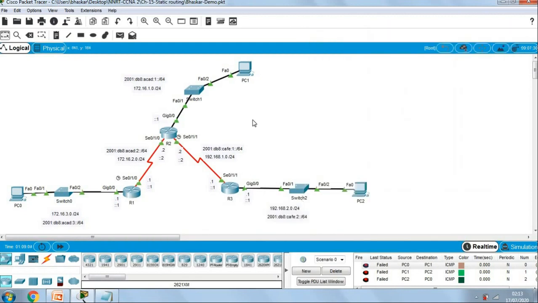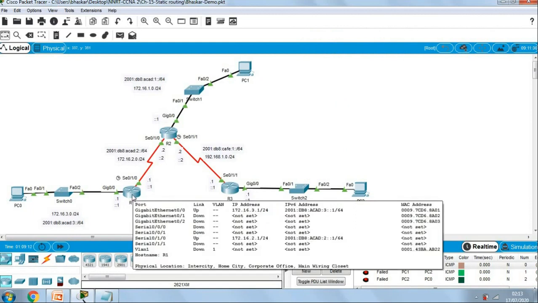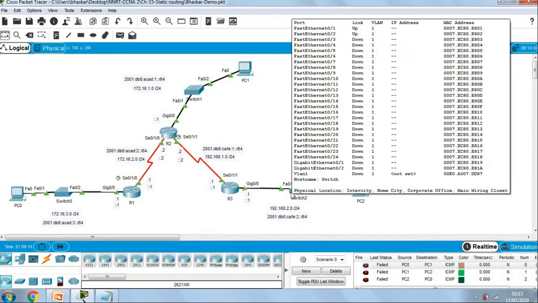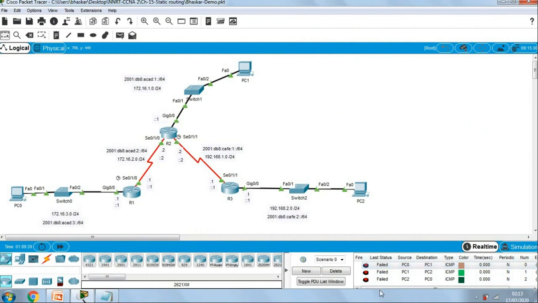That is what I discussed in the previous video, in module 14. In the router there is no routing table entry. How to reach this network? How to reach this network? How to reach this network? That's why it failed.